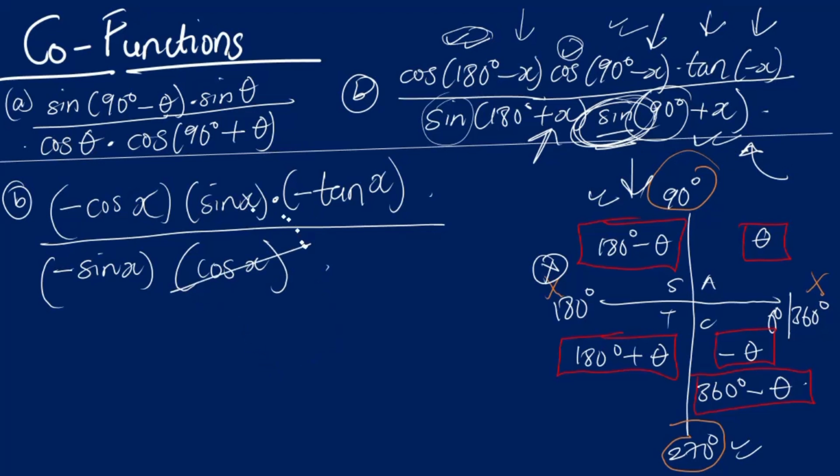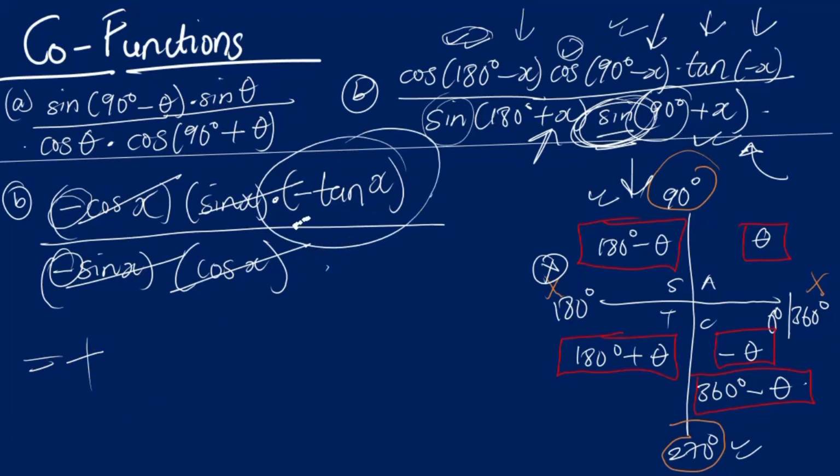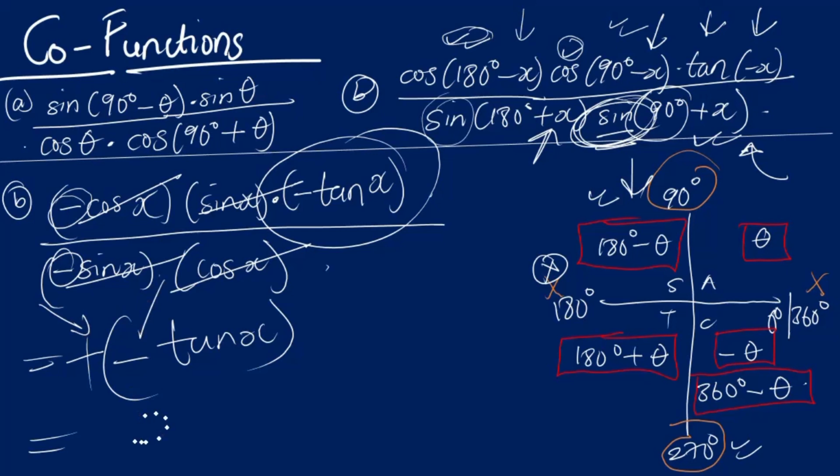So the cosine of x will cancel with the cosine of x. The sine of x will cancel with the sine of x. You see that? Negative and negative will give me a positive. And then I'm left with negative tan x. So negative times positive gives me a negative, so negative tan x is my answer there. As beautiful as that. Like everything just adds up. The more you do, the more it becomes natural to you guys. Let's move on to the next one.